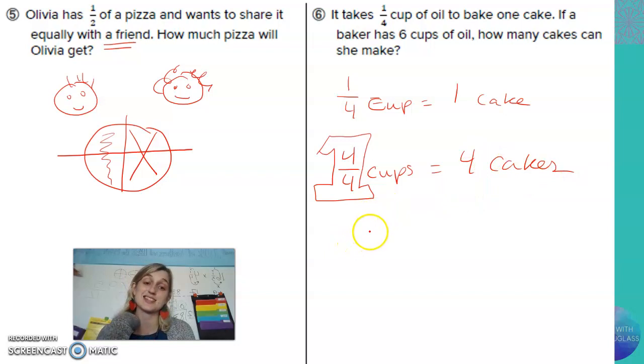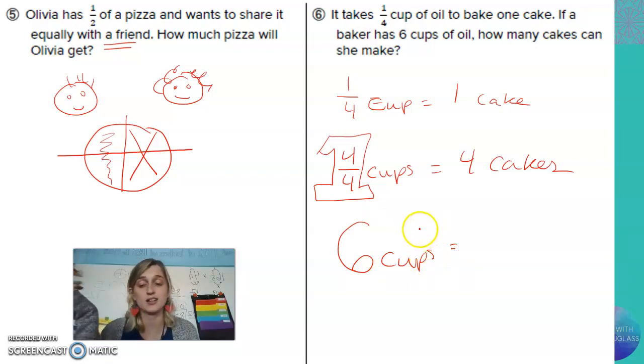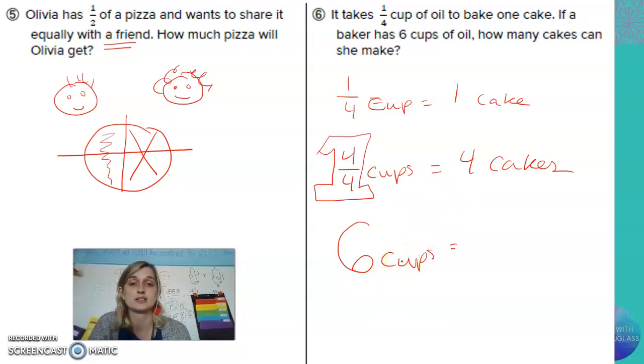If she then has 6 cups of oil, that's going to be even more cakes than 1 cup of oil makes. Again, not all of these are division problems. See if you can figure that one out. That might not be division.